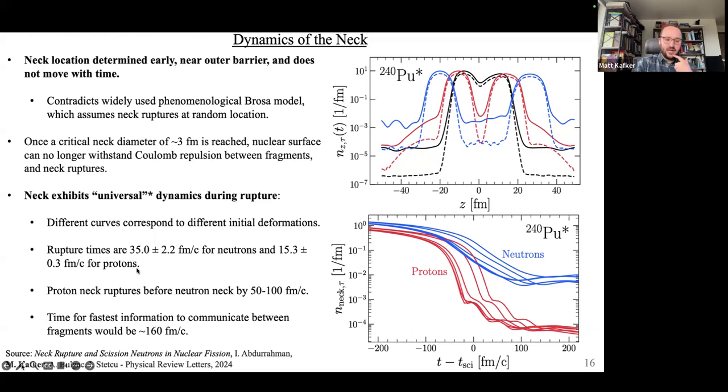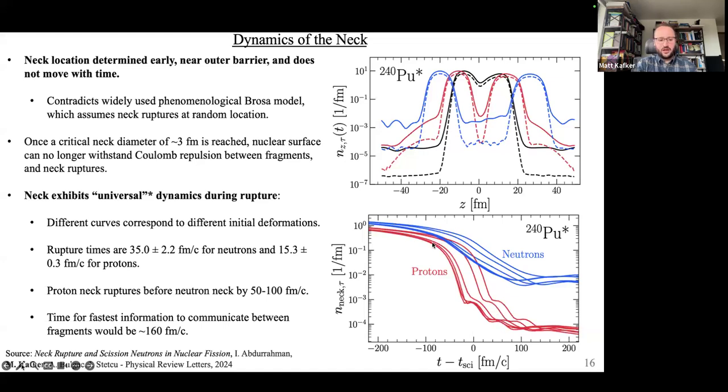So we find that the neck rupture times are roughly 35 Fermi over c for neutrons and 15 Fermi over c for protons. This goes back to the claim that I made earlier in the talk that neck rupture is the most rapid stage of the dynamics. You'll remember that a Fermi over c is roughly the time it takes for light to cross the size of a nucleon. So that's a really short time scale. A Fermi over c is 10 to the minus 24 seconds or something like this. For comparison, the time that it would take to communicate information between the fragments, roughly speaking, is 160 Fermi over c. You can estimate that in slightly different ways, but no matter how you do it, you're going to end up with something that's longer than these two timescales here.